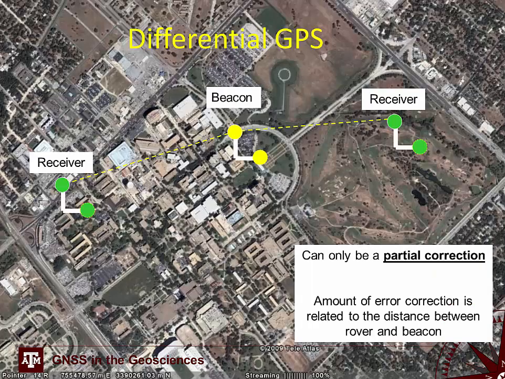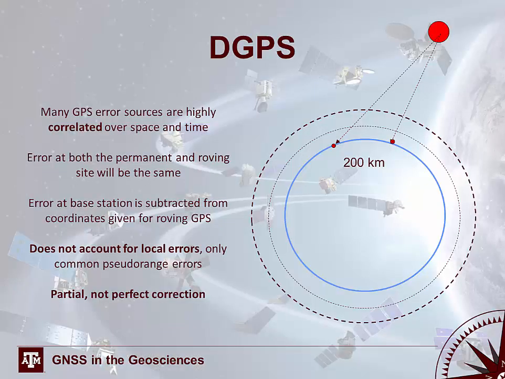So remember, differential GPS or DGPS is only a partial correction, and the amount of error corrected for is related to the distance between the rover and the beacon and the similarity in environment between the receiver and the beacon. So this operates on the assumption that many GPS error sources are highly correlated over both space and time. So if we look at the diagram on the right, we're assuming essentially that at the two red dots on Earth, the errors are correlated at both those locations. So this assumes, in other words, that the error at both the permanent and the roving GPS site will be the same. So the error at the base station is subtracted from the coordinates given for the roving GPS.